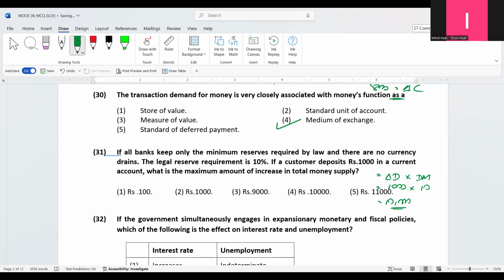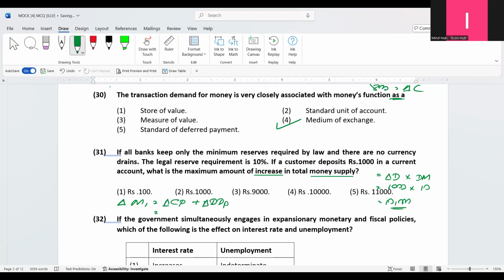Now this is where you have to be careful. 10,000 is not the answer because the question is the increase in the money supply. Money supply, unless told otherwise, M1, is CP plus DDP. Yes or no? That is money supply. Now what has happened is, if you take these changes, we ask for the change in money supply, so the change in currency and the change in demand deposit.